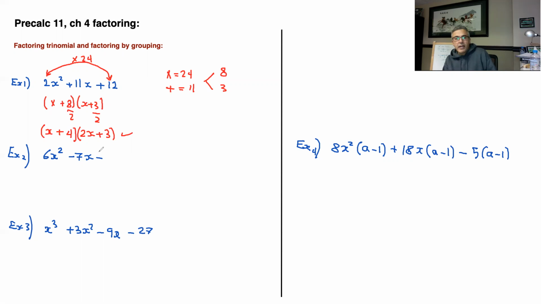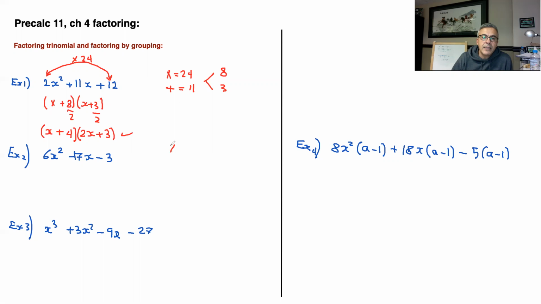6x squared minus 17x minus 3. So I think I missed writing, so minus 17x minus 3. So this here will factor into... So you have to use the same procedure that we used in here.